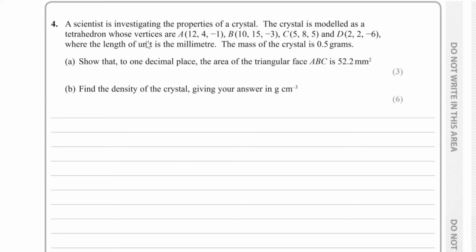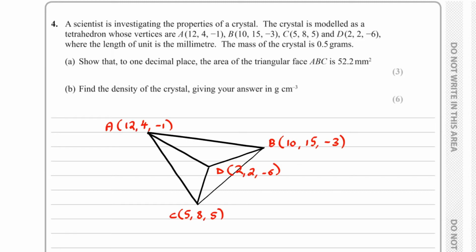So the first thing we can do is actually sketch out this tetrahedron, which I will do quickly right now. So having drawn the tetrahedron, we need to work out the area of the triangle ABC, and to do that we first of all need to work out the vector AB and the vector AC before we can work out the area of the triangle. And I notice in part B we have to find the density, and we're given the mass, so at some point we'd have to work out the volume. In that case, it would also be a good idea to work out the vector AD.